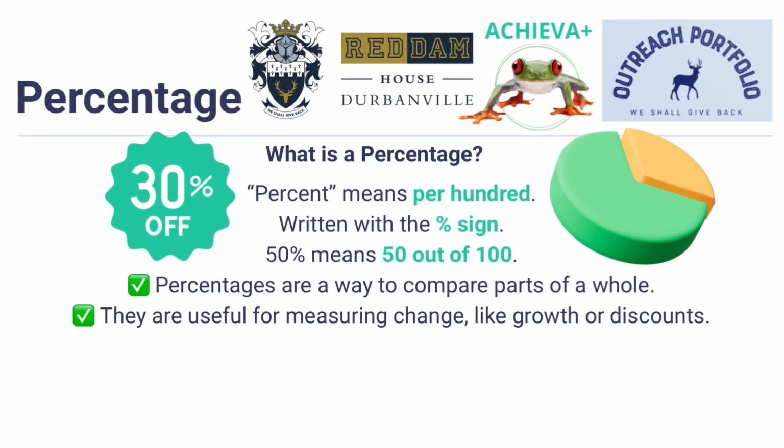What is a percentage? Percent means per 100, written with the % sign. 50% means 50 out of 100. Percentages are a way to compare parts of a whole. They are useful for measuring change like growth or discounts.